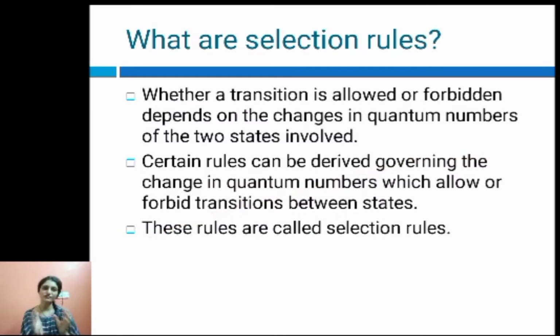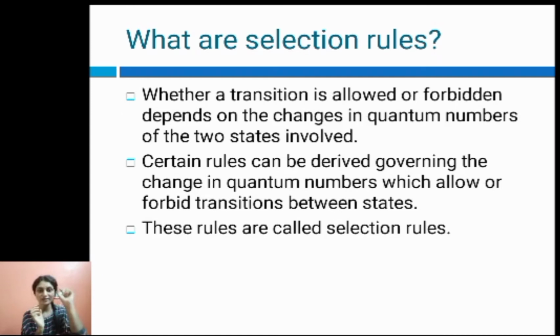So let us first try to understand what selection rules are. Whenever we talk about a transition which is taking place from one energy level to another energy level, this transition is allowed or forbidden. Whether this transition is allowed or not depends upon the change in quantum number of the two states involved.